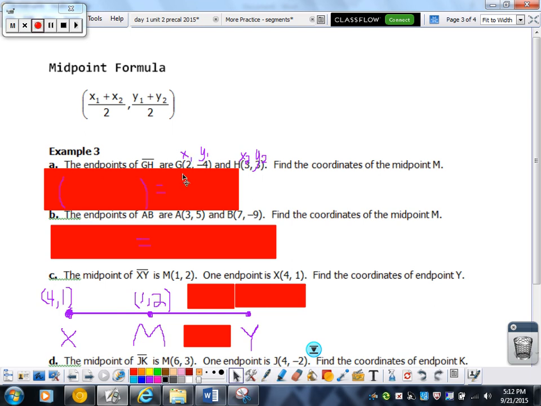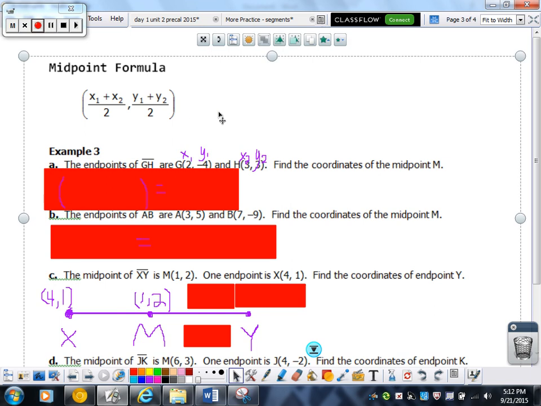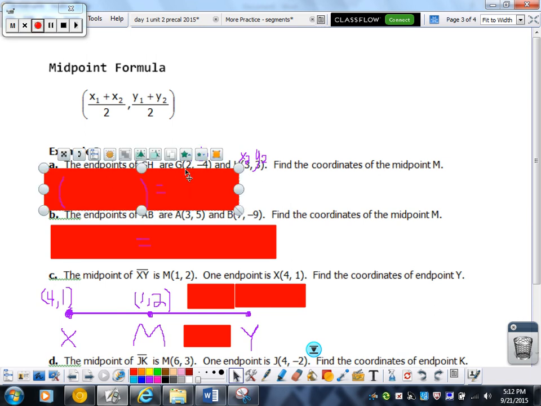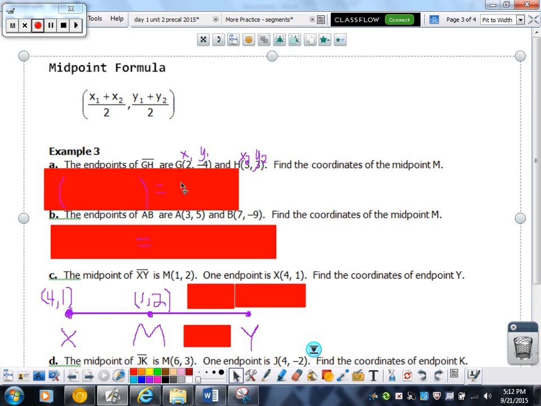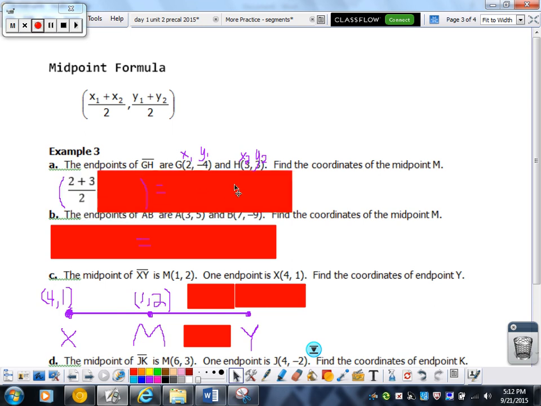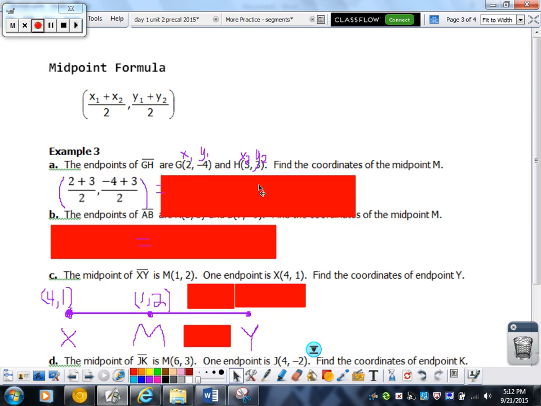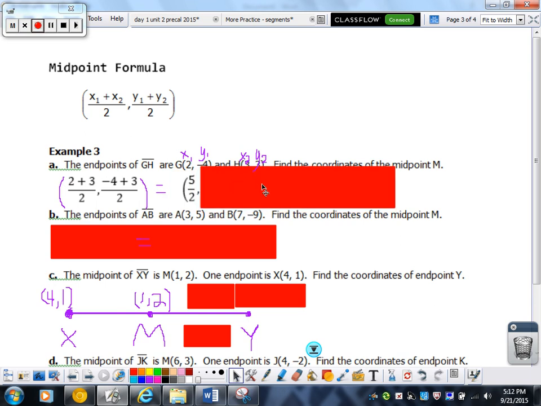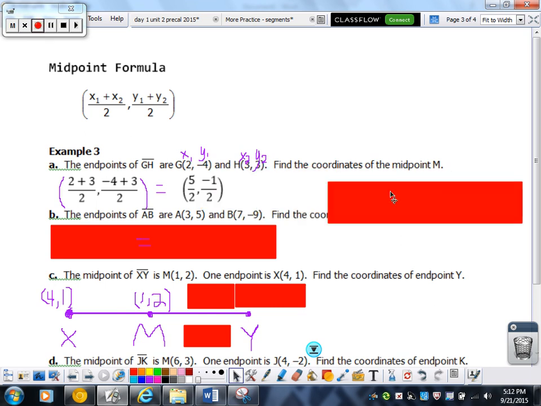So now I plug all my information into this formula. I'm going to take x1, or 2, plus x2, which is 3, set it over 2. Now I'm going to add my y coordinates, negative 4 and 3, and divide that by 2. 2 plus 3 is 5 over 2. So we're still dividing by 2. And negative 4 plus 3 is negative 1, still being divided by 2.